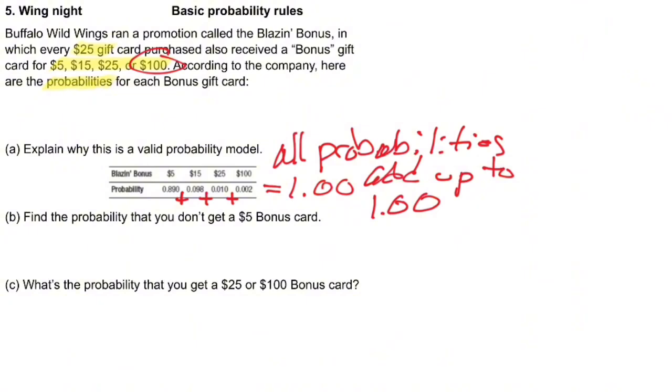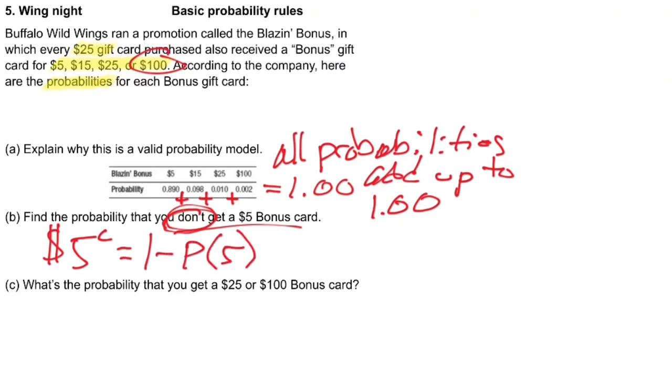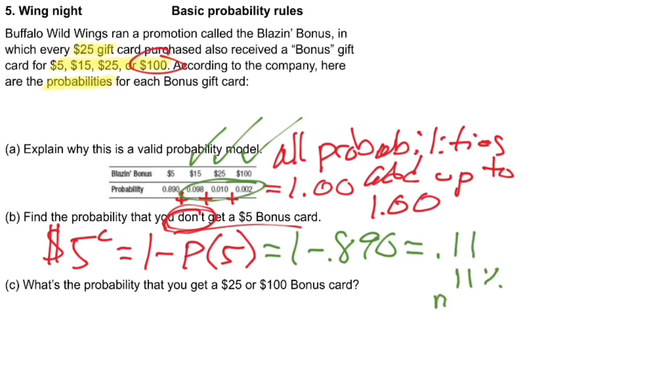Part B, find the probability that you don't get a $5 bonus card. So the probability that you don't get something means you are getting the complement. So the $5 gift card would get the little C that you would be getting there. And that means you would do 1 minus the probability of getting a $5 bonus card. You're not getting it. So you would care about the probabilities of getting everything that's not the $5 gift card. You could add up those three values right there, but you don't have to. You can just use the formula 1 minus the probability of getting a $5 gift card, which would be 1 minus 0.890. And that's going to leave us with 0.11, or an 11% chance to not get a $5 gift card.